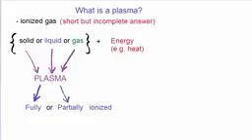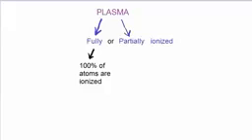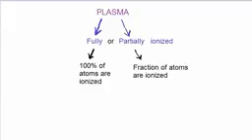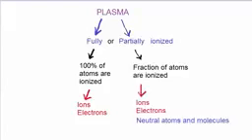So what does that mean? A fully ionized plasma means that 100% of the atoms are ionized. By implication, a partially ionized plasma isn't. Only a fraction of atoms are ionized. That means the fully ionized plasma only consists of ions and electrons, while the partially ionized plasma not only consists of ions and electrons, but also of neutral atoms and molecules.